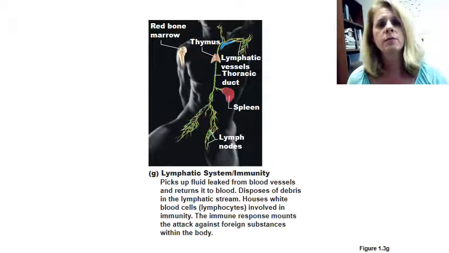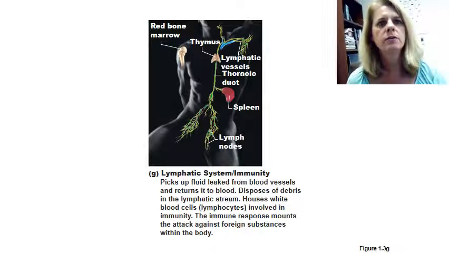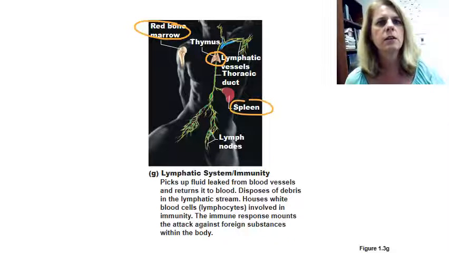The lymphatic and immune system. Some books will show these as two separate systems. We kind of put them together because they work in conjunction with each other. And so some examples of the lymphatic and immune system: you have your bone marrow, which is where your white blood cells are made, the ones that help you fight off infection. The thymus is one of your immune organs. Your spleen, you have lymph vessels and lymph nodes, okay?